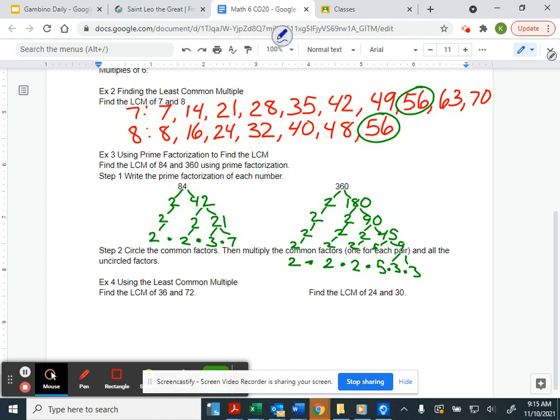Now we're going to look to see which primes they have in common.